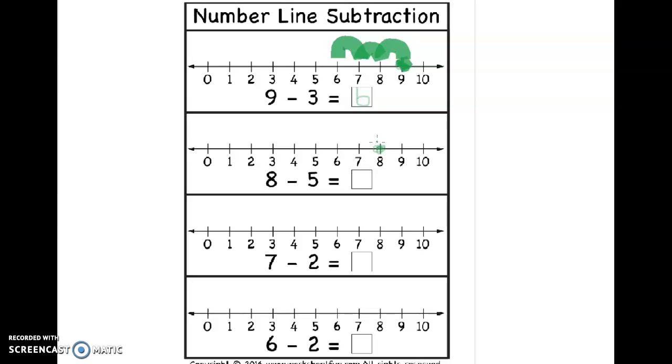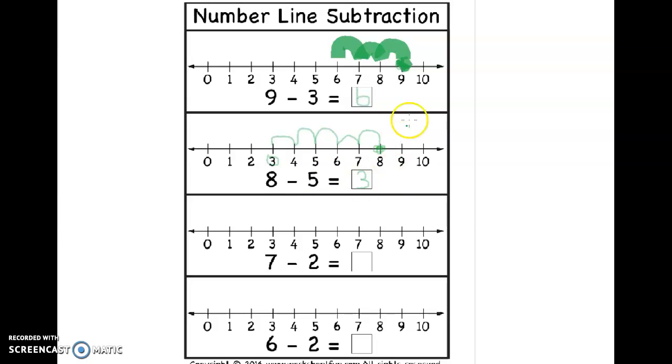We need to find out how many spaces we're going to jump back. We're going to jump back 5 spaces. So here we go. We're going to start on 8. 1, 2, 3, 4, 5. What number did we land on? 3. 8 minus 5 is 3.